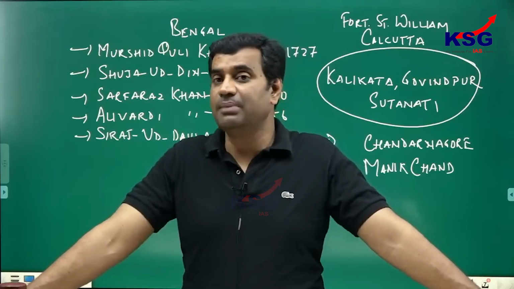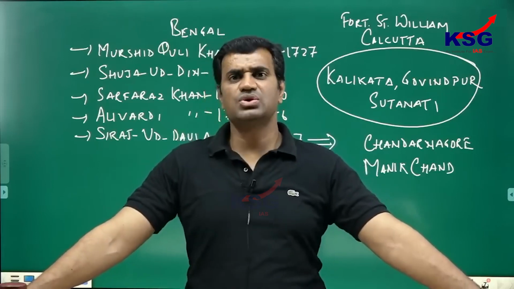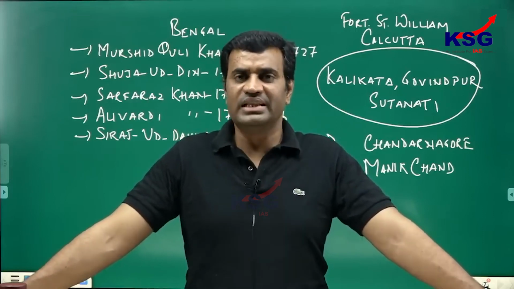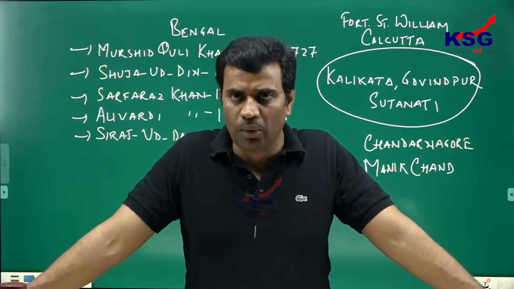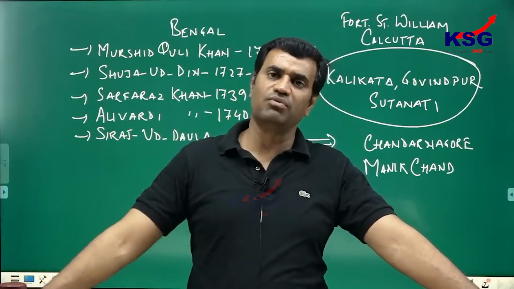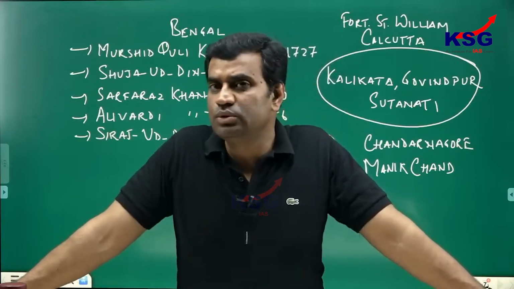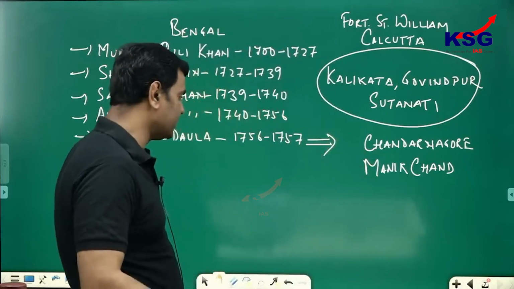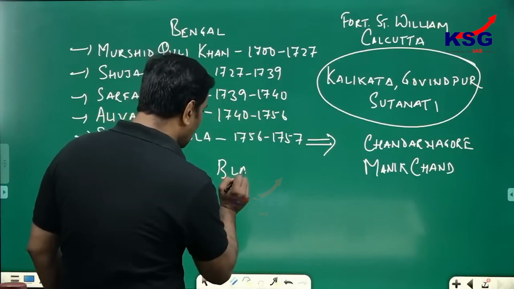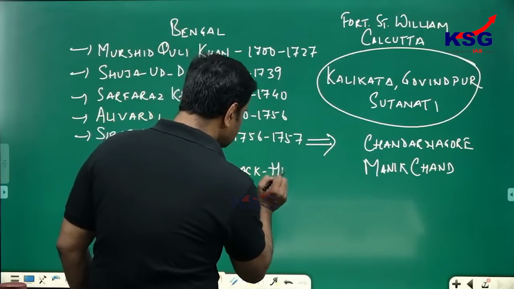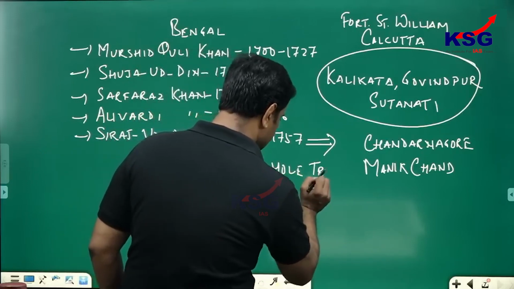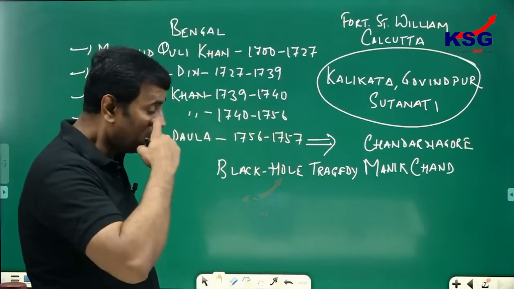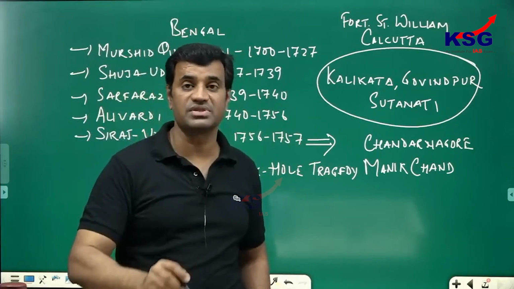It is claimed largely by British historians that Siraj-ud-Daulah arrested 146 British soldiers. They were placed in a small room, and due to suffocation, out of 146 members, only 23 survived. This incident has been projected by the British as the Black Hole Incident, also known as the Black Hole Tragedy. This tragedy was projected by the British authority largely to malign, to tarnish the image of Siraj-ud-Daulah.